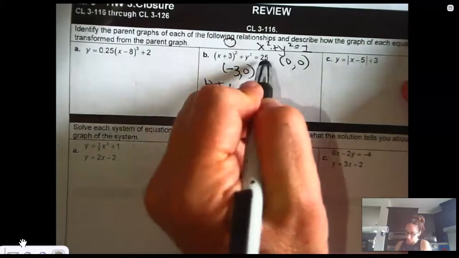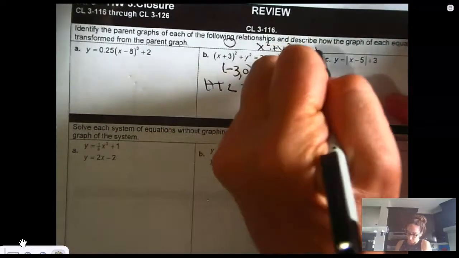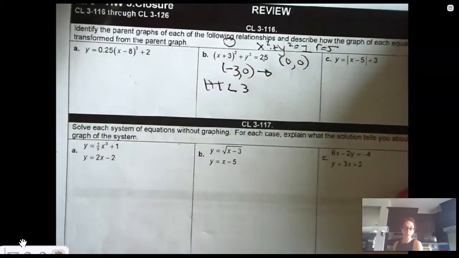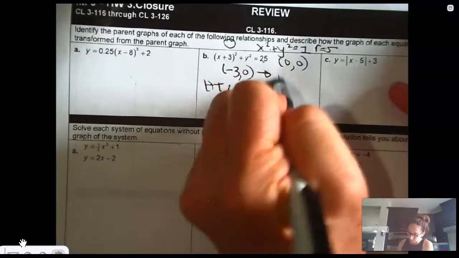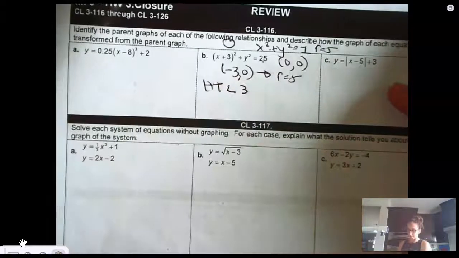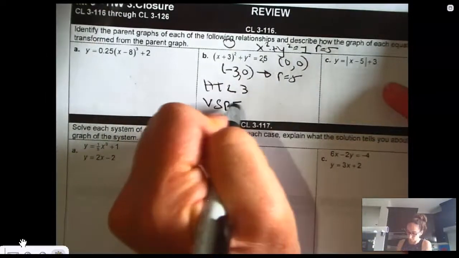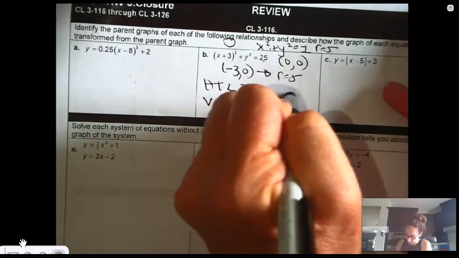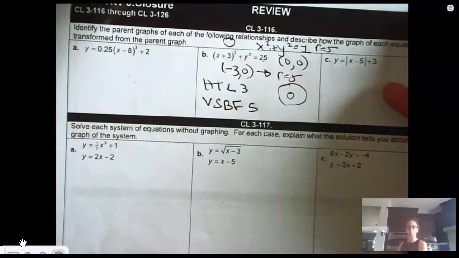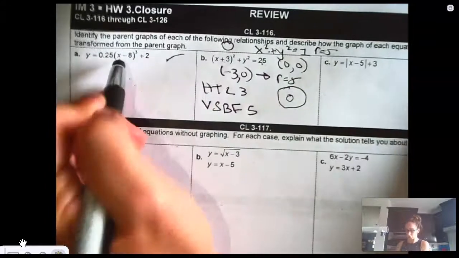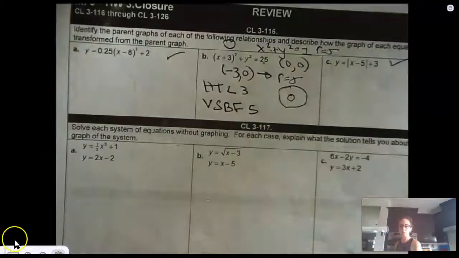And then if it originally was 1, which means the radius is 1, now here the radius is 5. So that would be a vertical stretch by a factor of 5, because it was really like this, and now it's 5 times this big. You'll do this one, different shape. You'll do this one, different shape.